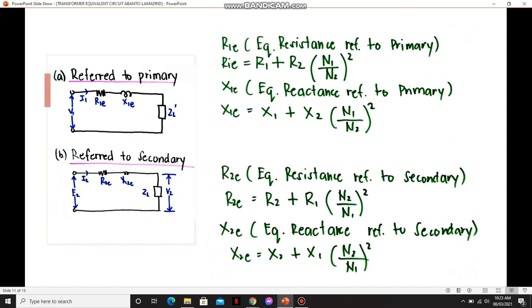Then for referred to secondary, we have the secondary equivalent resistance and the secondary equivalent reactance, X2E. R2E, equivalent resistance referred to secondary, is equal to R2 plus R1 times N2 over N1 squared, and X2E, equivalent reactance referred to secondary, is X2 plus X1 times N2 over N1 squared.